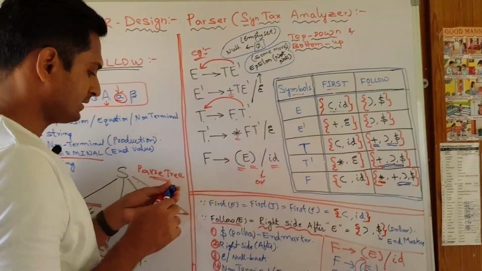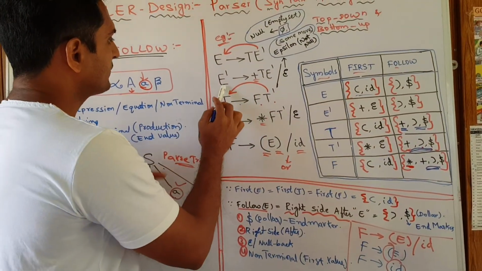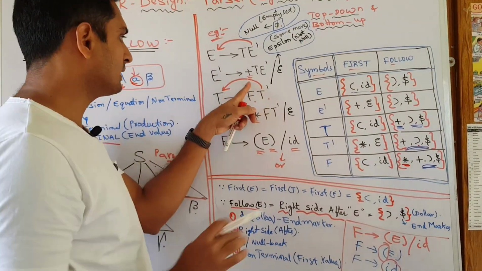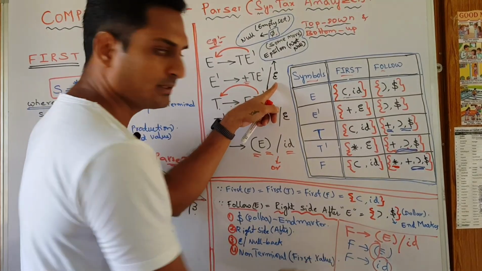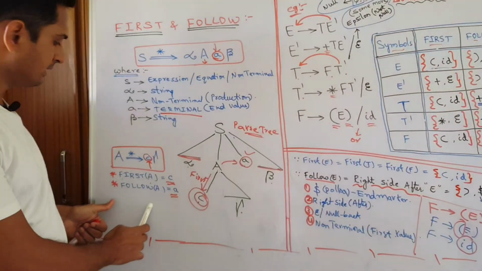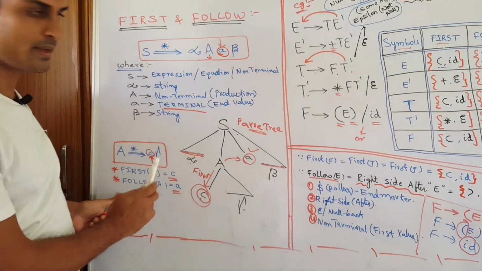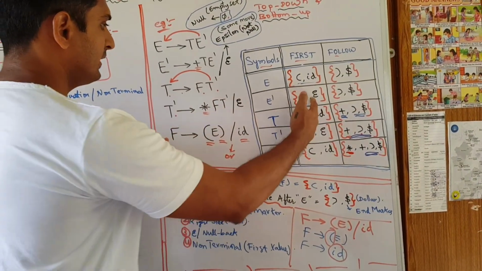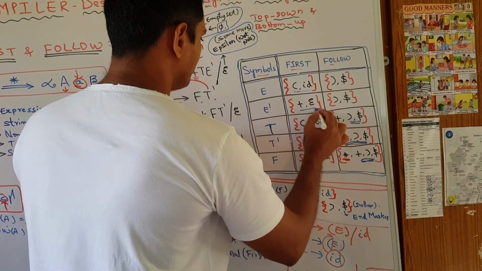Then E dash. E dash's first value is plus, and E dash is a non-terminal again, epsilon, same like this. Same example here, right? Very good. So E's first value is plus and epsilon. Finish. This is also over.